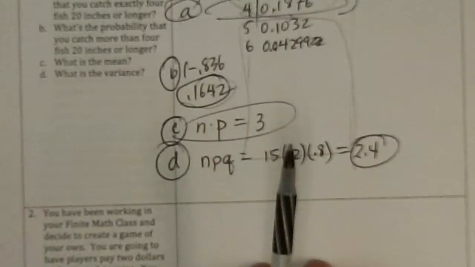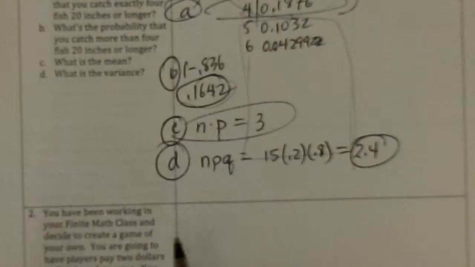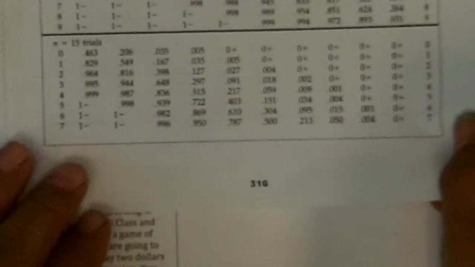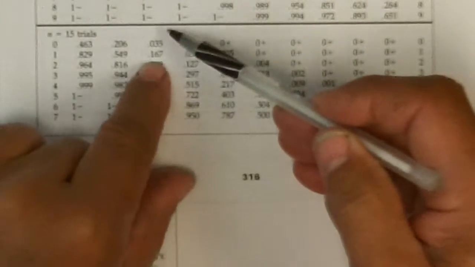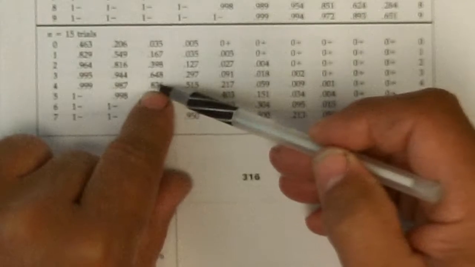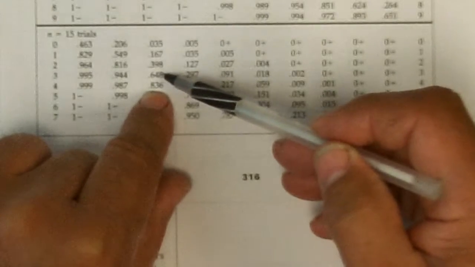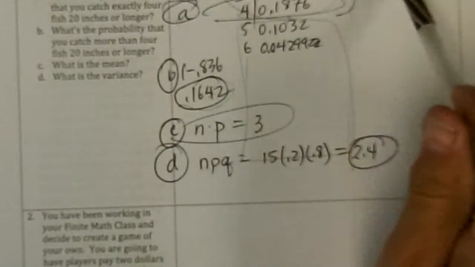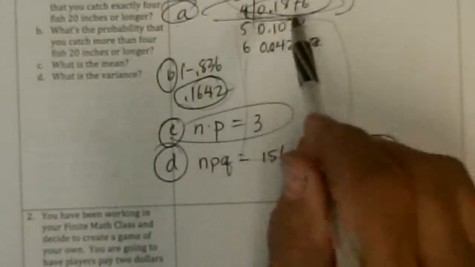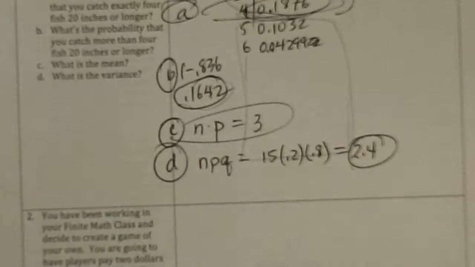This first one, A, was exactly 4. I would have done probability 2 here. I would have done all the way up to 4 minus all the way up to 3. I would have taken 0.836 minus 0.648 and got the answer for A. Or right here, A is 0.1876. So that's number 1.